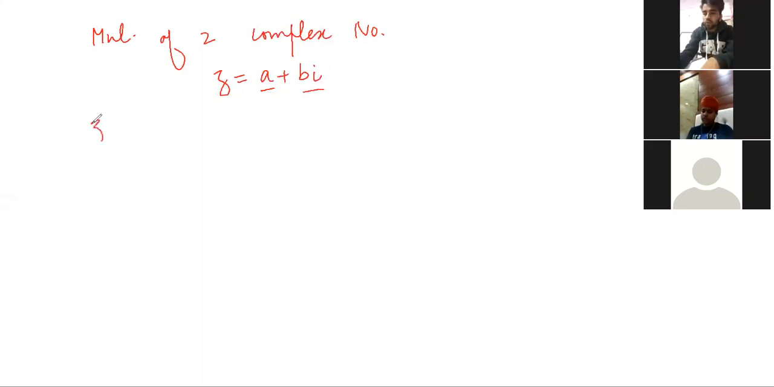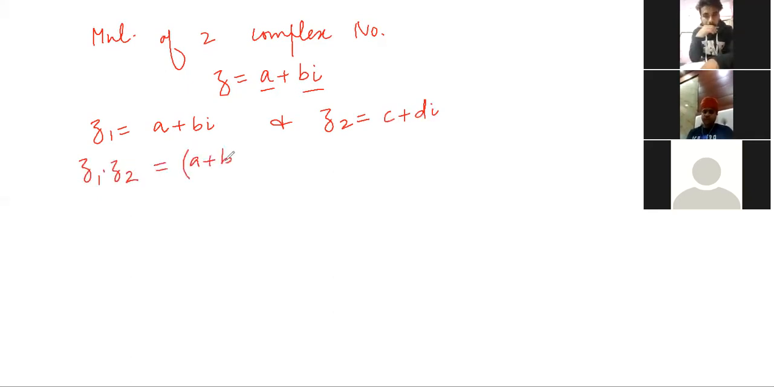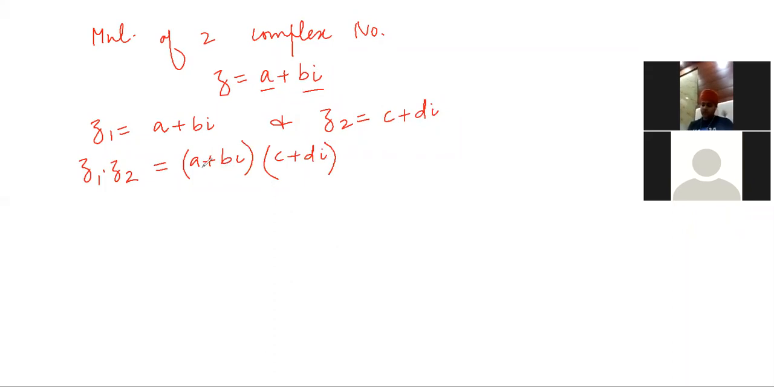Let's say we have two complex numbers, z1 = a + b iota, and z2 = c + d iota. Somebody says multiply these two, z1 into z2, very simple. That will be equal to (a + b iota) into (c + d iota). But it's not as simple as multiplying x + y into, maybe, l + m. So there's a formula for this, and how this formula comes, we can understand in one of the later videos.